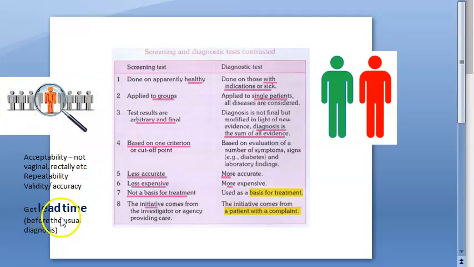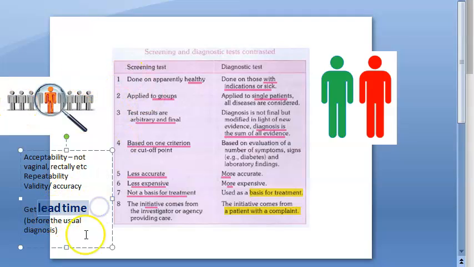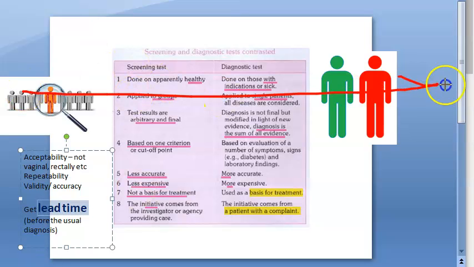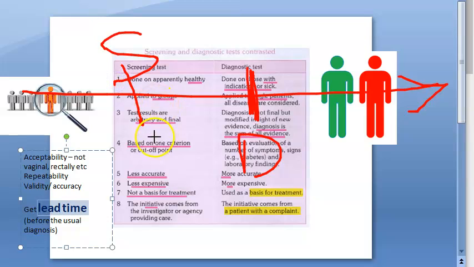Sorry guys, just one more point. Okay, in screening test you will get lead time. Lead time means, see, this is the natural history of the disease. At some point you might have caught the disease, right? You will catch the disease at this point, let us say. But a screening will let you catch the disease earlier. So this much will be the lead time. Okay, so lead time will lead to better prognosis of the disease.